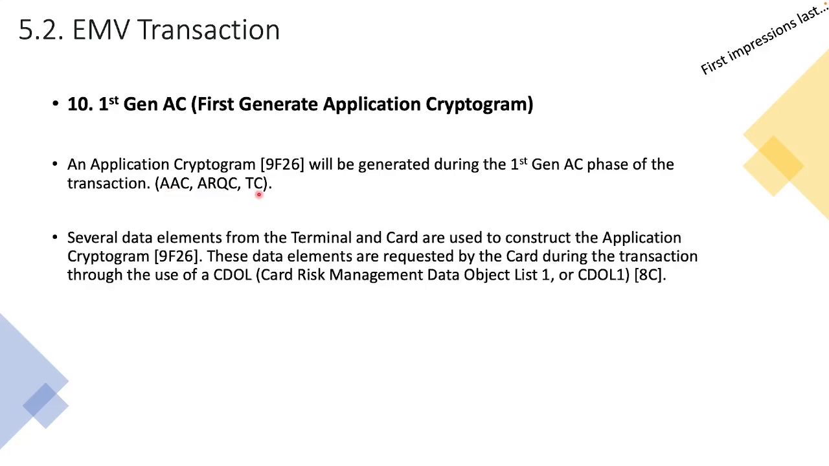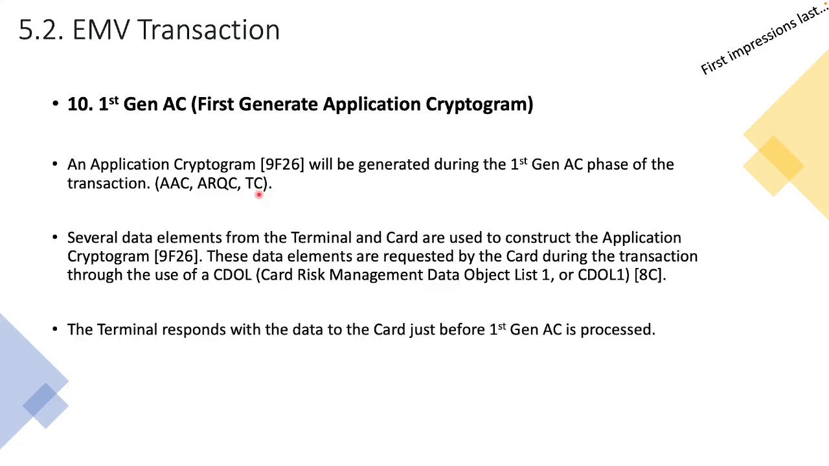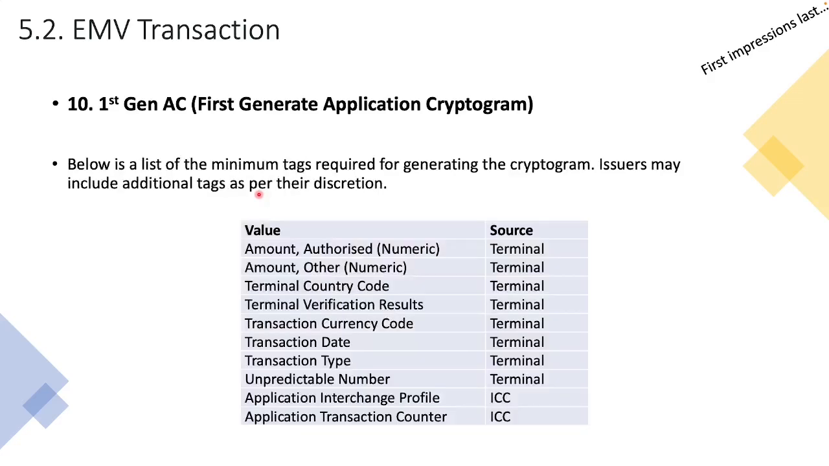Several data elements from both the terminal and card will be used to construct the application cryptogram. Okay. These data elements are requested by the card from the terminal during the transaction through the use of a CDOL, right? Card Risk Management Data Object List, or it's easier just to say CDOL 1, and the EMV tag for CDOL 1 is 8C. The terminal responds with this required data to the card just before the first gen AC is processed.